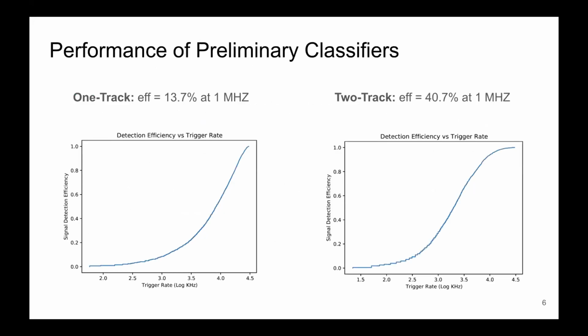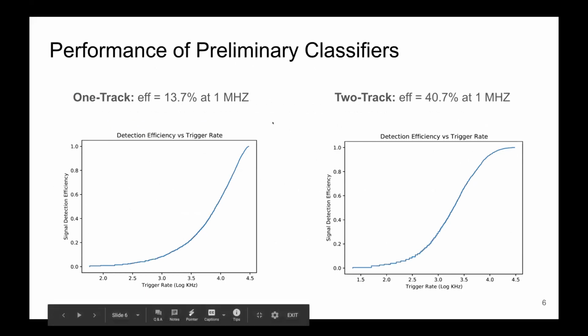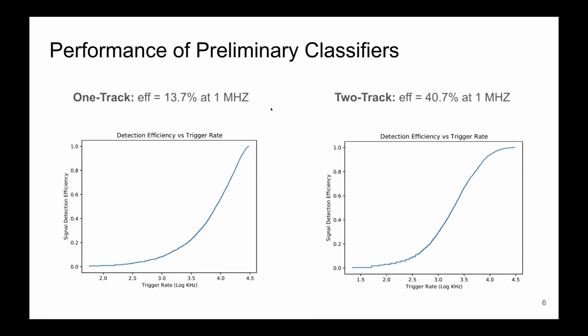So here's a look at the efficiency that we were working with in kind of mid-June. These are ROC plots. On the bottom, you'll see the trigger rate in terms of log kilohertz, and on the y-axis, you'll see the signal detection efficiency. So this 1 megahertz trigger rate, just to give some background, the input into these classifiers is 30 megahertz.